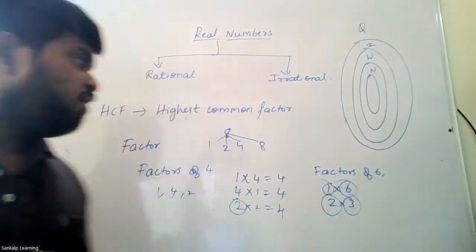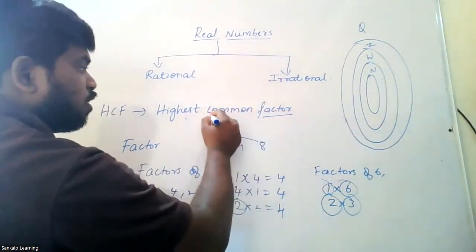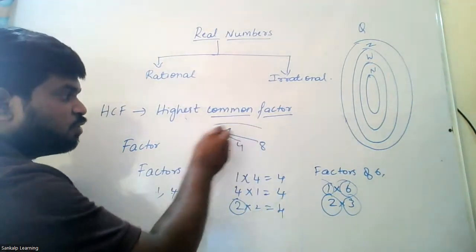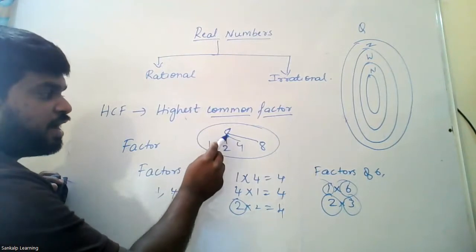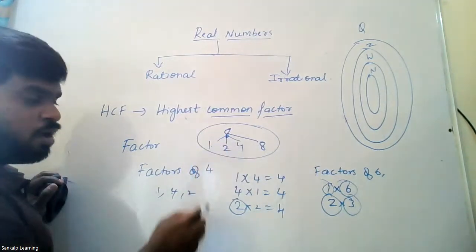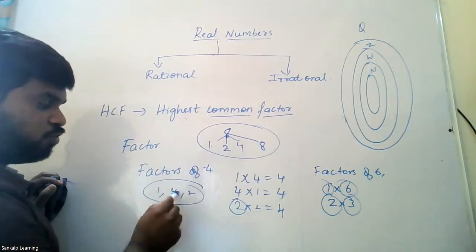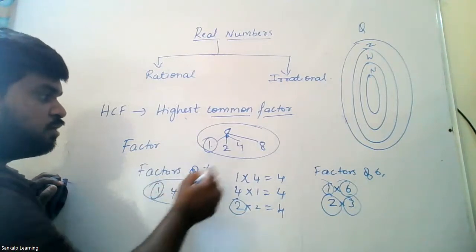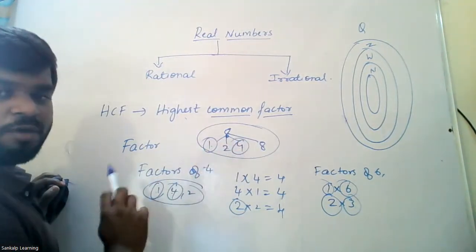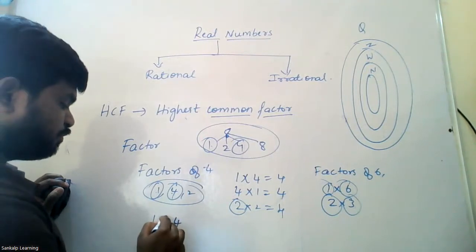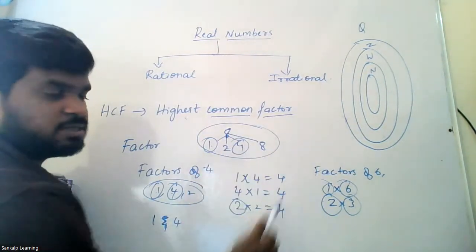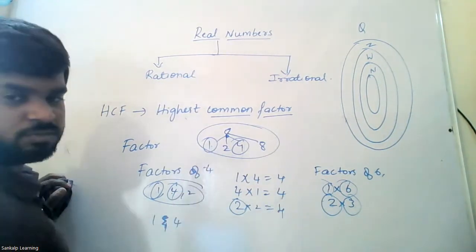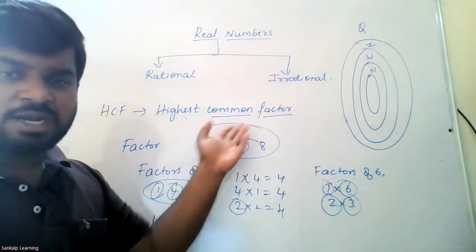Okay. Now, let's come to this word, common factor. Let's discuss this 8 and this 4. What are the factors of 8? 1, 2, 4, 8. What are the factors of 4? 1, 4, 2. What are the common things in them? 1 is common. Then 4 is common. Therefore, the common factors are 1 and 4. If I discuss between 8 and 6, what are the common factors? 1 and 2. So common is simply the numbers that are the same in both.